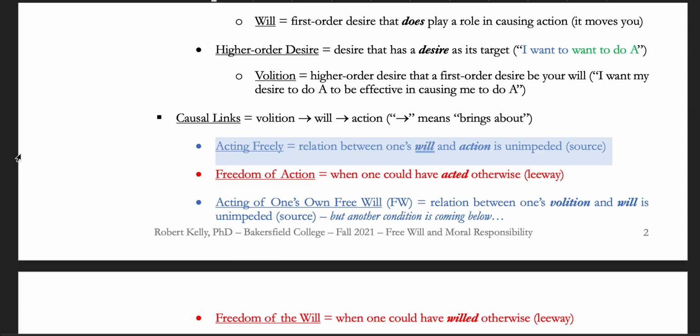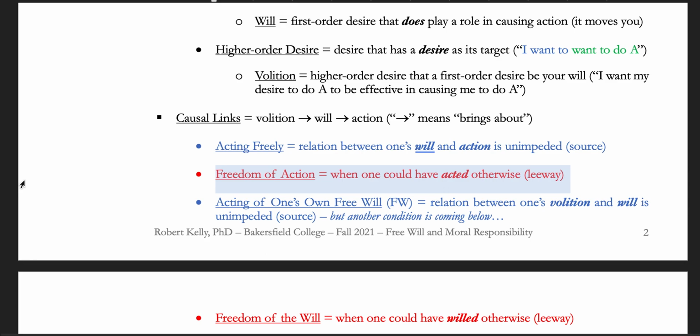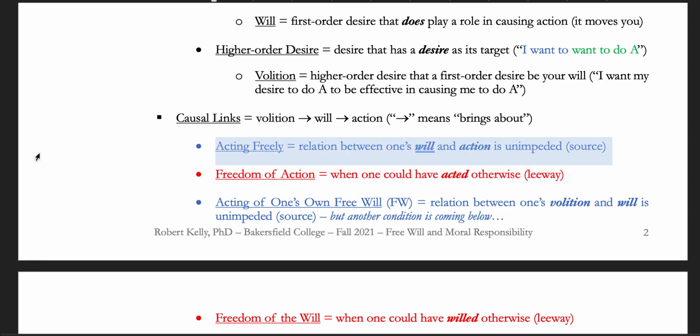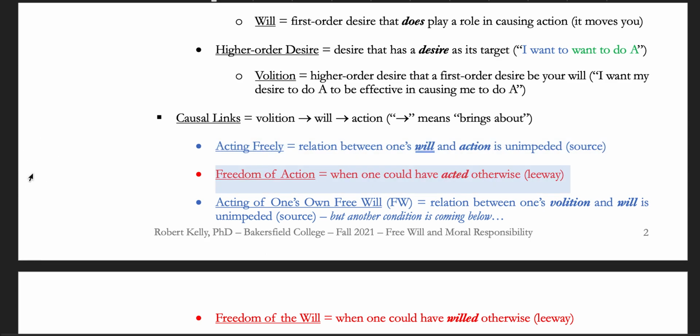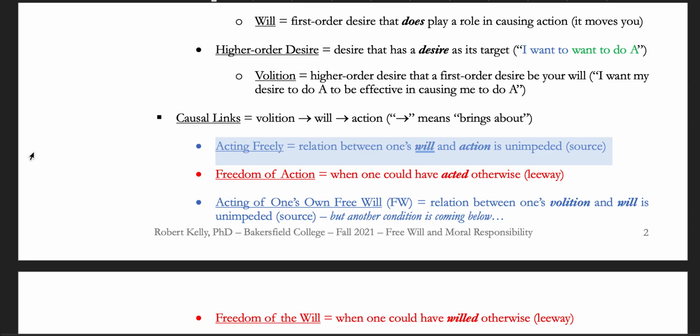If you have it, this is like classical compatibilists. If you have a desire to do A and nothing impedes you, and then your desire to do A is effective and it makes you do A, then that's called acting freely. But freedom of action is when all that's true, but also you could have acted otherwise. You had a different possibility to do. And Frankfurt thinks we don't need this. And this is good, but we're going to want a little more. And so he's going to talk about acting of your own free will.